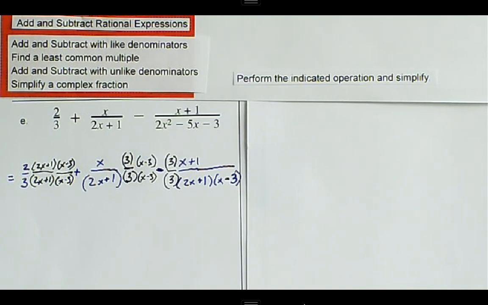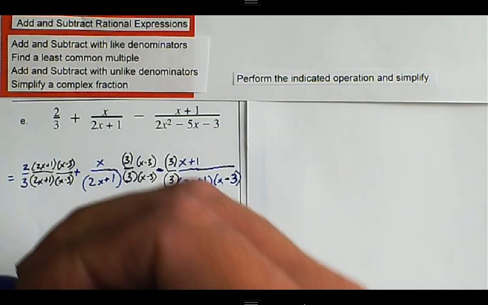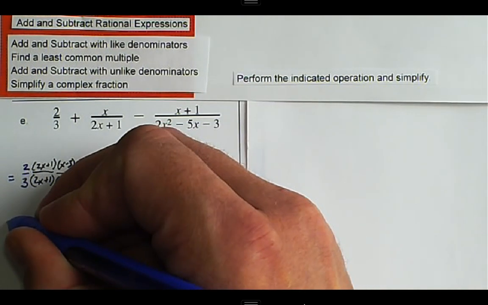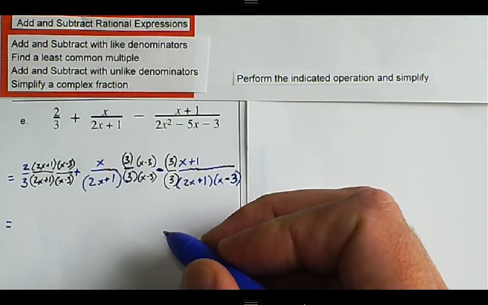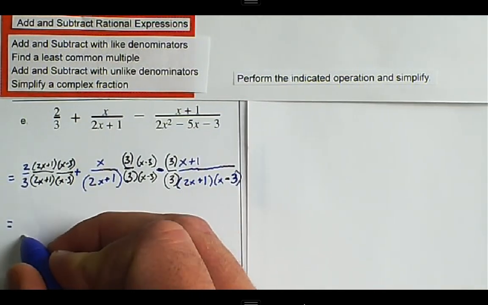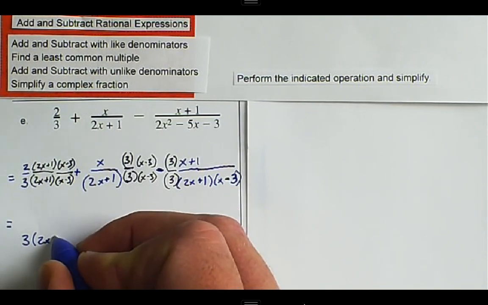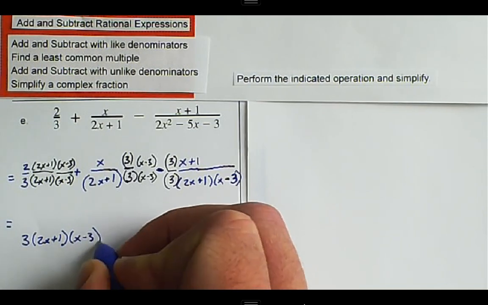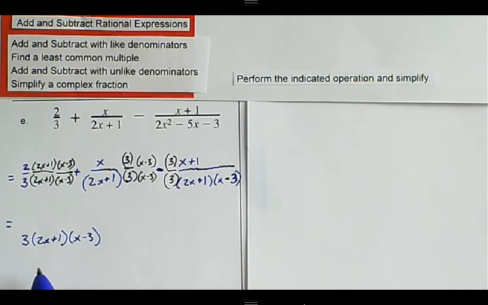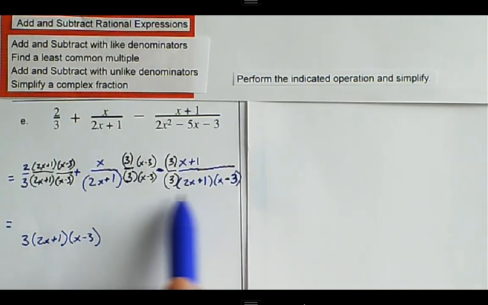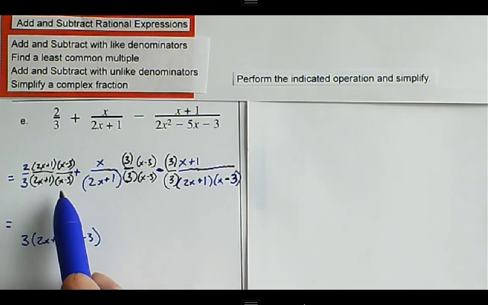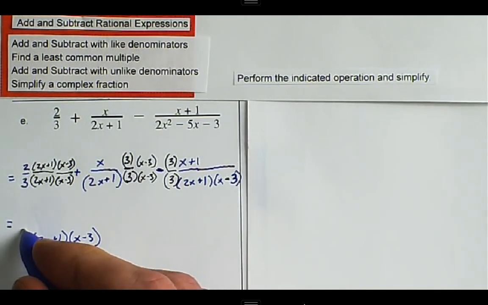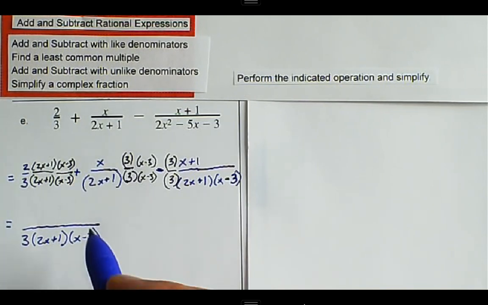So we have this all set up so that we're going to be able to have a common denominator. And that common denominator is going to be 3 times 2x plus 1 times x minus 3. That is going to be the denominator for every single fraction. And then we just have to figure out what the numerators are.